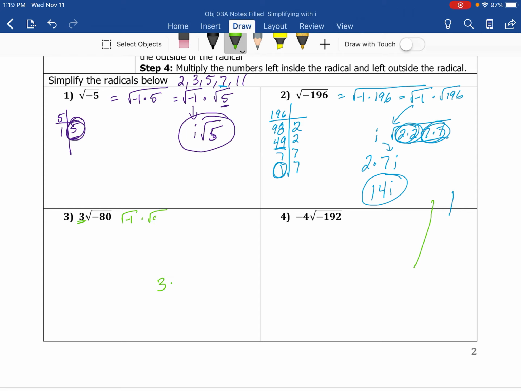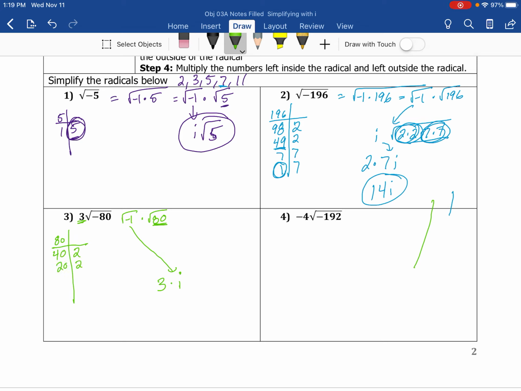I know radical -80 is -1 times radical 80. So I know this right here, I'm going to have an i in it. Okay, so now all I have to do is simplify my 80. So I say 80, and I say, okay, well, does 2 go into 80? Yep, 2 goes into 80 40 times.